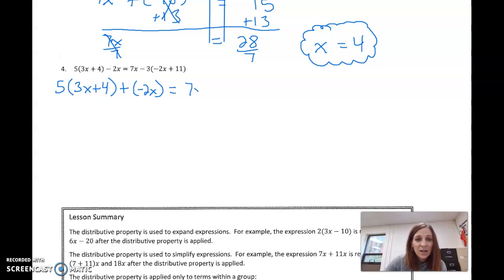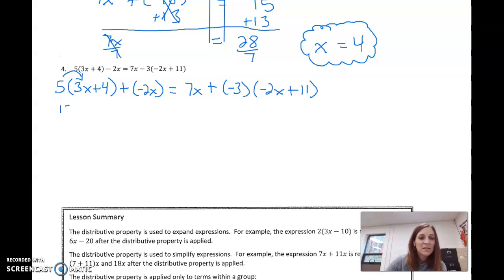Equals 7x, instead of minus 3, I'm going to say plus a negative 3 times negative 2x plus 11. Okay, again, guys, this isn't a necessity, but if you don't recognize this as being a minus 3 here, or a negative 3, you might distribute the 3, but you're actually supposed to distribute a negative 3. Okay, now, speaking of distribute, let's do it.